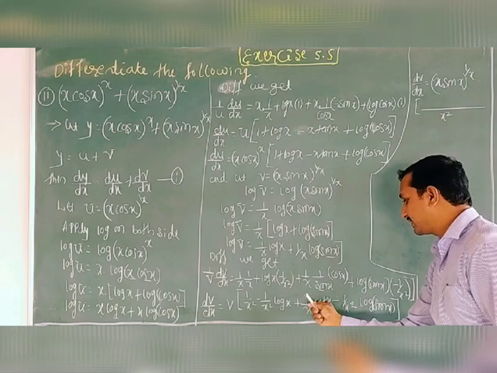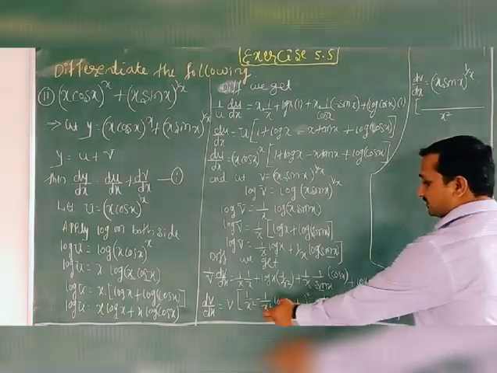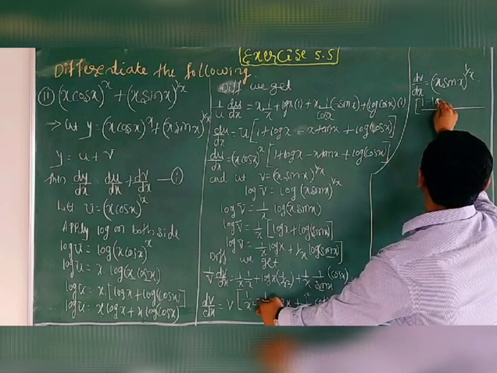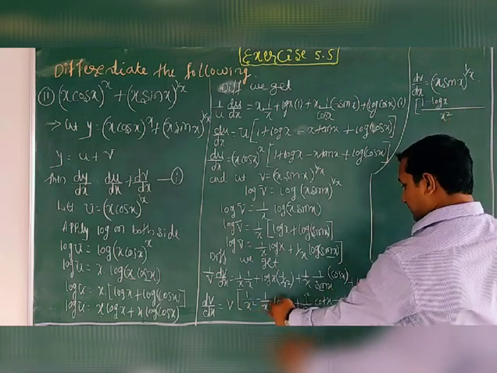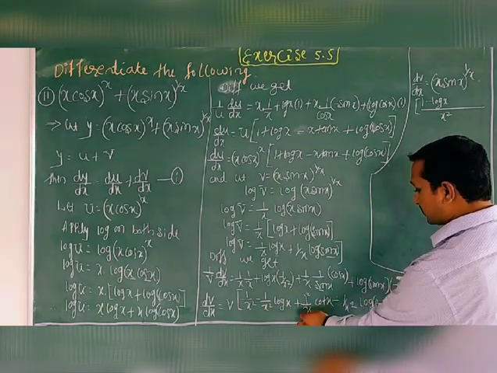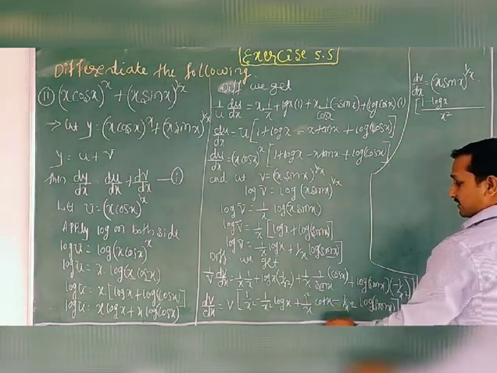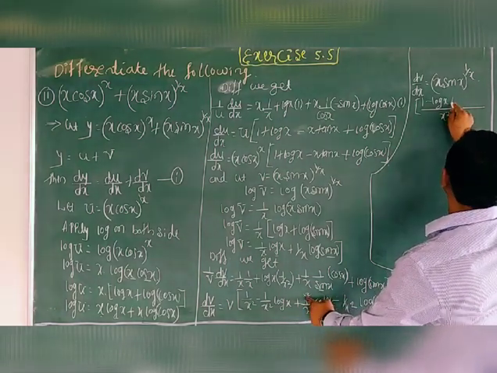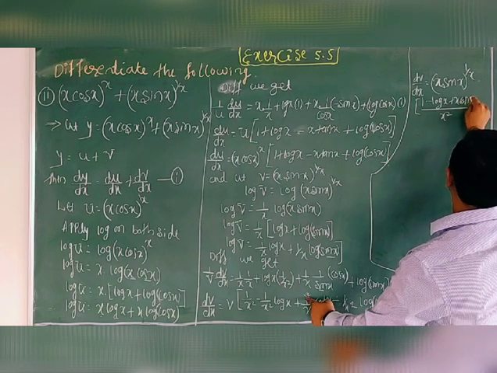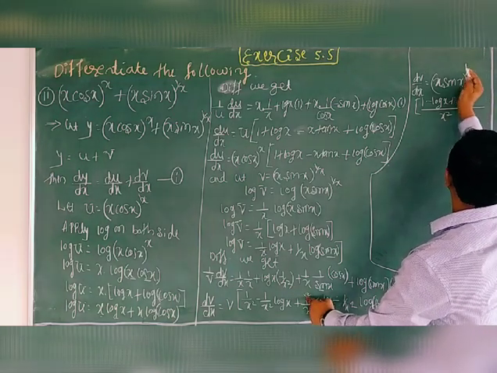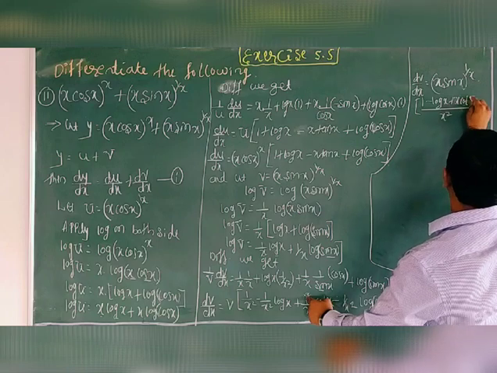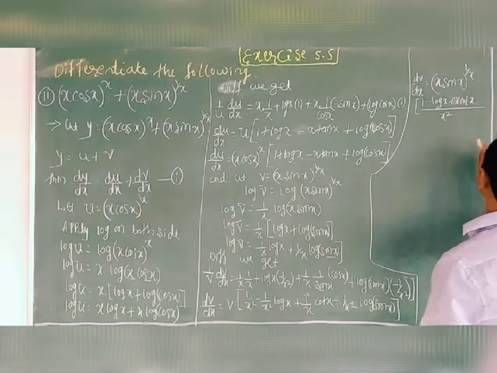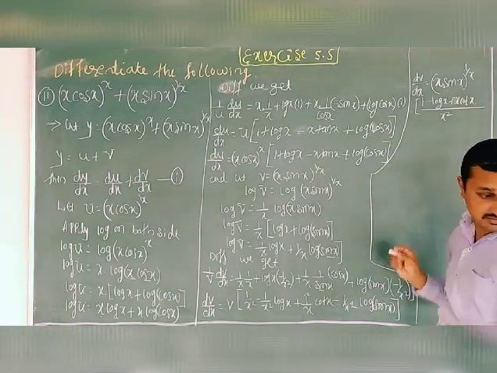So here we will multiply by x, and here we will multiply by x. Then this term becomes 1 minus log x. Here x into what? Because x is there, then we multiply by x, that is x into x is x square. So plus x cot x, and the last term is minus log of sin x.